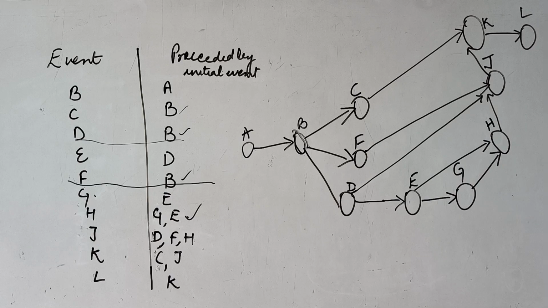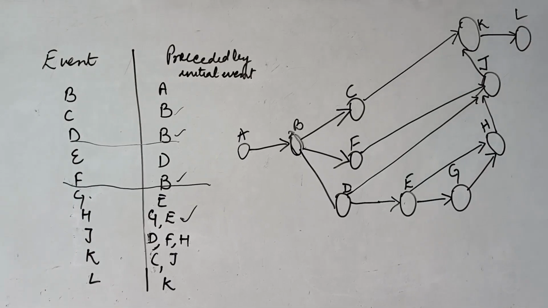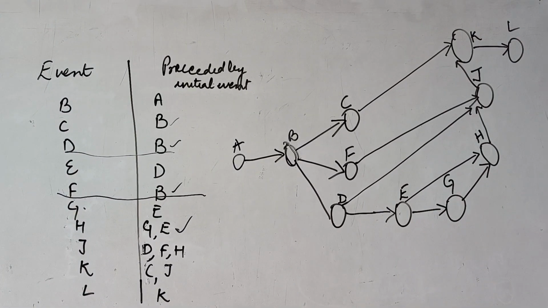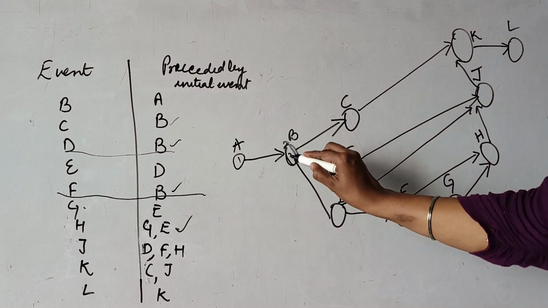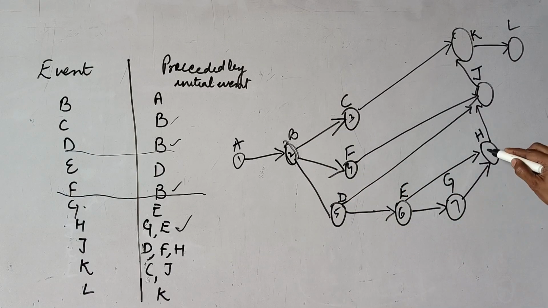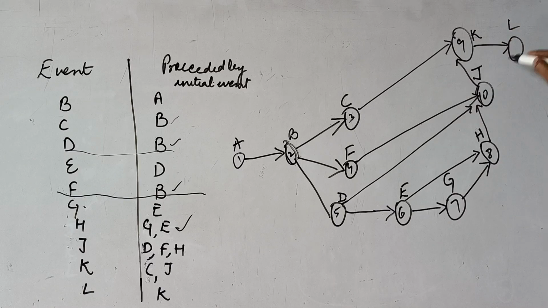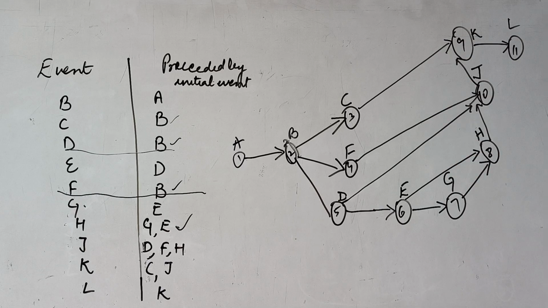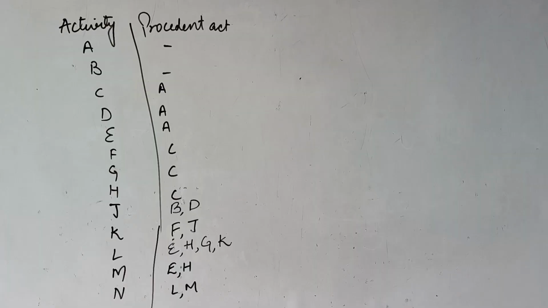This is how the network of this question will be designed. So inside that, now you can give their numbers if you want to show. This is 1, 2, 3, 4, 5, 6, 7, 8, 9, 10, 11. Like that we can give the numbers in increasing order. So this is how the network is drawn. Sometimes the precedent activities are given and then the events are given. Sometimes activities are given. According to that we draw the network.